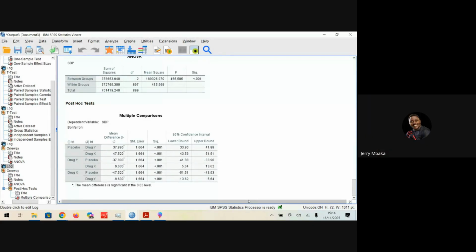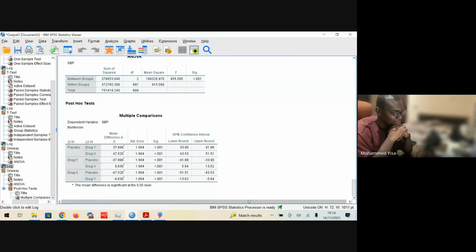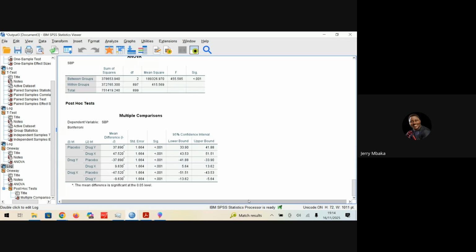Oh, okay, that is understood. So just to reiterate, whenever we are checking for variance between groups, when the p-value is less than 0.05, it means that there is variance. If it is greater than 0.05, it means that they are equal.